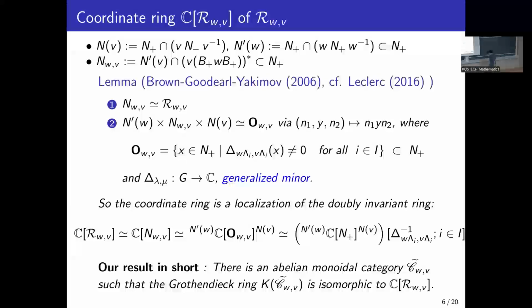So the generalized minors here are invariant with respect to both the right and the left action by N prime and N, I think. So there is no restriction on weights and on W and V, and they are invariant with respect to both the left and right actions, right? I didn't think about it, but I guess we consider the minor of this form. The weights are the chosen w lambda I and v lambda I. And we consider the action of the unipotent groups N prime and N in G. With this choice I think they are invariant. I hope so. Let me check after this.